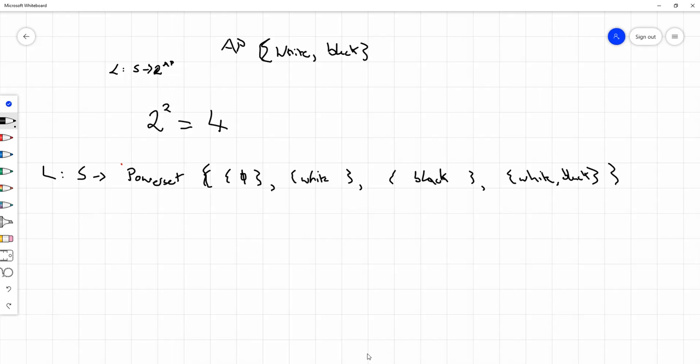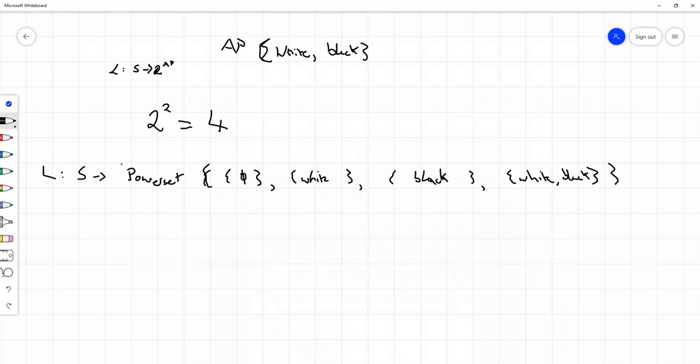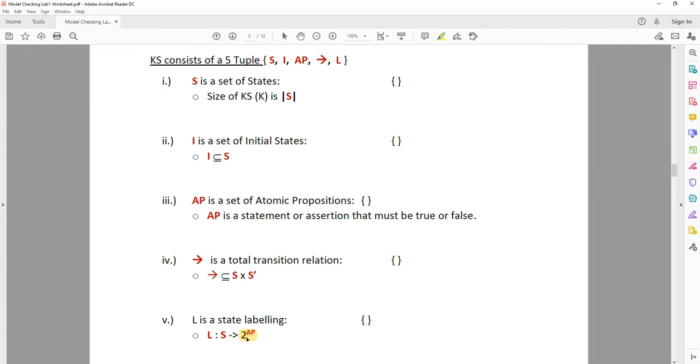So if we go back here, we have white, that's valid, we saw that. We have black, we have white, we have black, and we have black. So here we've used 2 of the available sets of our power set. We have used white and we have used black. We have not used white and black, and we have not used the empty set. That is what this section is about.